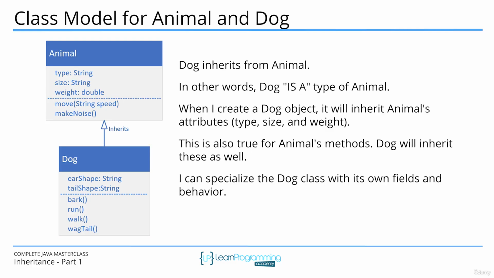I can specialise the dog class with its own fields and behaviour. I do this here with ear shape and tail shape because dogs have ears and tails whose shape are unique to their breeds. I'm also adding that dogs have behaviours like bark, run, walk and wag tail.